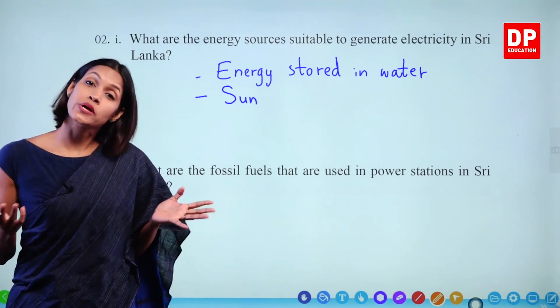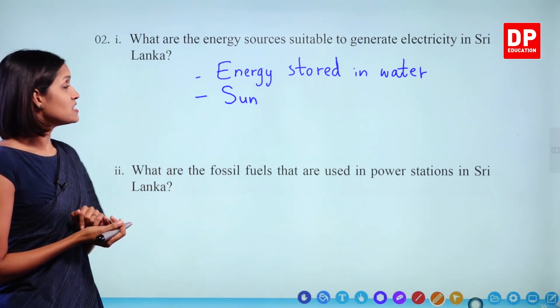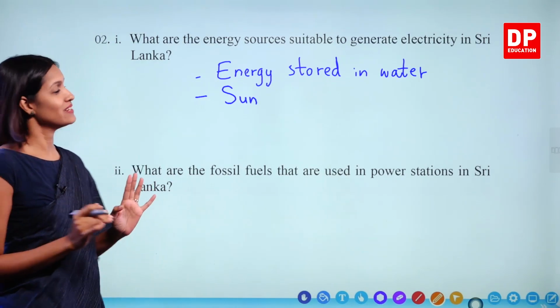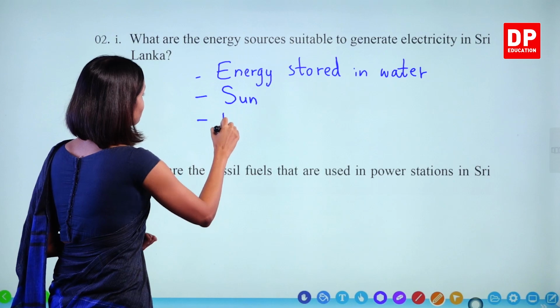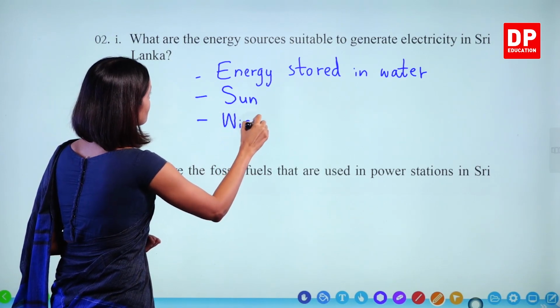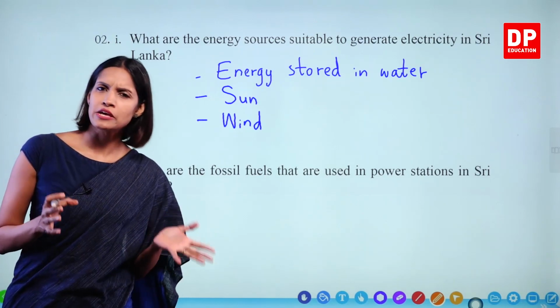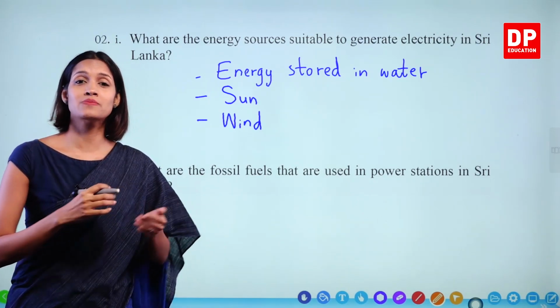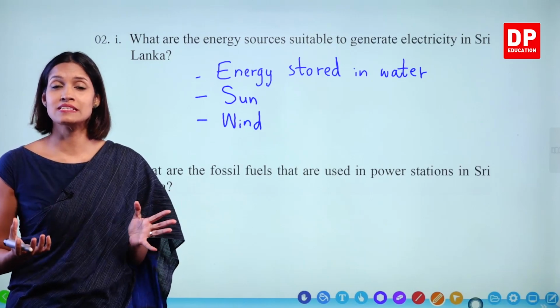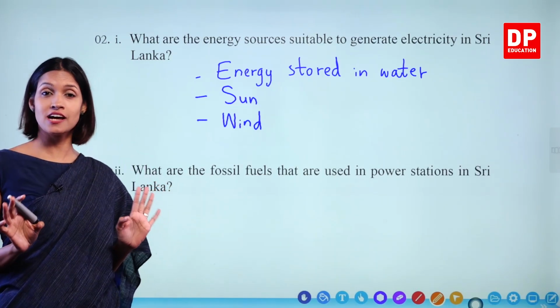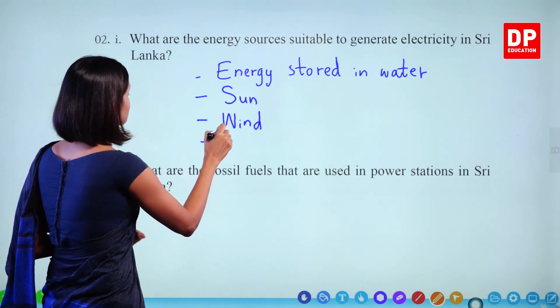We can use wind as well because it is a very good renewable energy source that we can obtain again and again. Wind. And also we can use biomass. In rural areas, people still use biomass, different types of biomass like firewood, sawdust, etc. Right? Biomass.